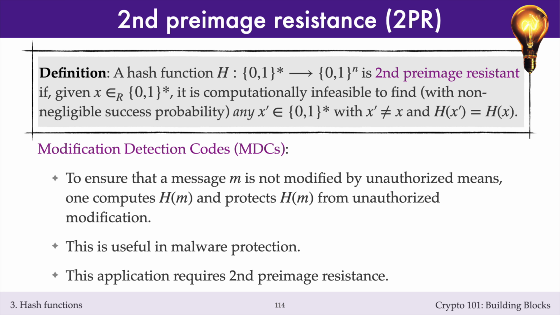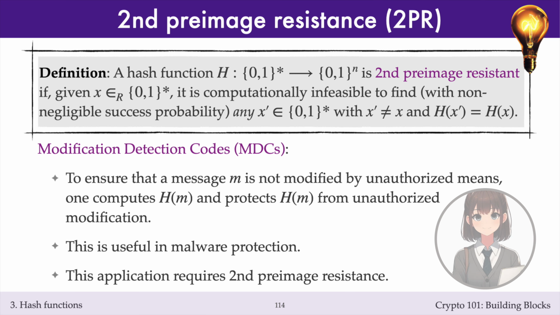2PR is needed if hash functions are used as modification detection codes. To ensure that a message m has not been modified by unauthorized means, one computes the hash of m and somehow protects h of m from unauthorized modification. Protecting h of m might be easier than protecting m itself, because h of m is in general much smaller than m. Modification detection codes can be used for malware protection.